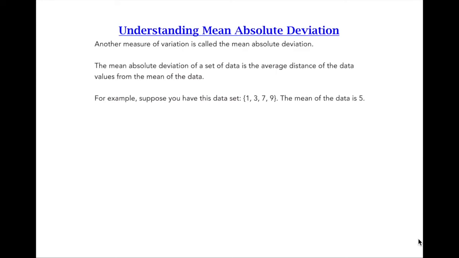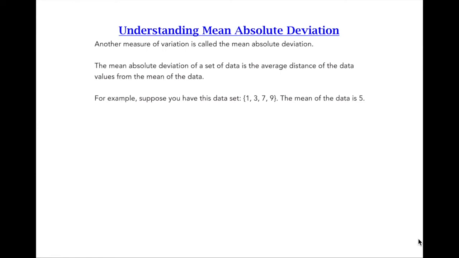For today's lesson, we're going to be looking at the mean absolute deviation, and you will hear that referred to as the MAD. The mean absolute deviation is another measure of variation, another way of looking at how widespread the data is. The mean absolute deviation of a data set is the average distance of the data values from the mean of the data. So we're going to look at an example with a data set of 1, 3, 7, and 9.